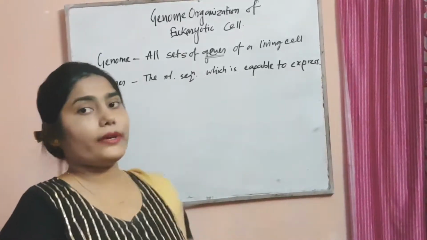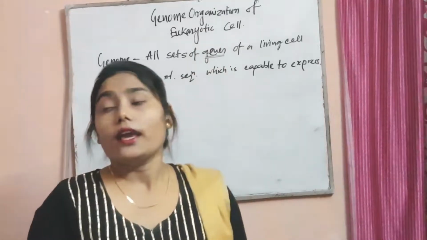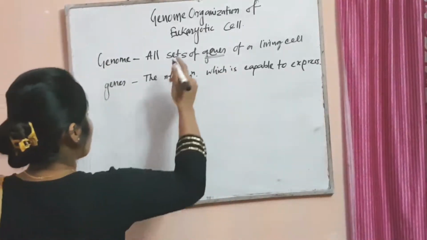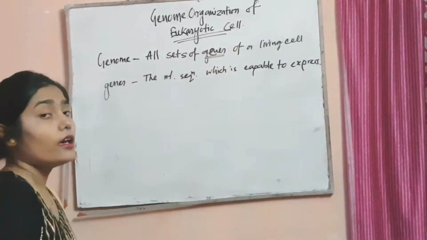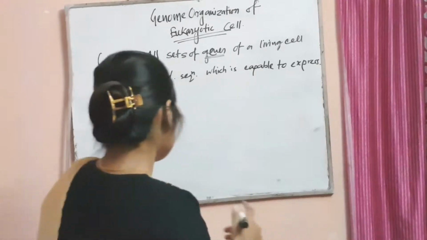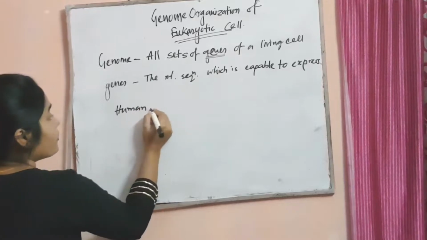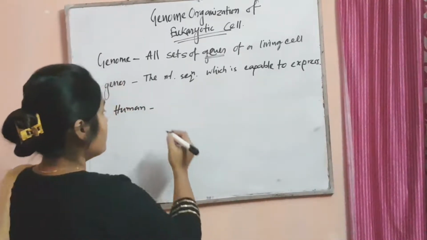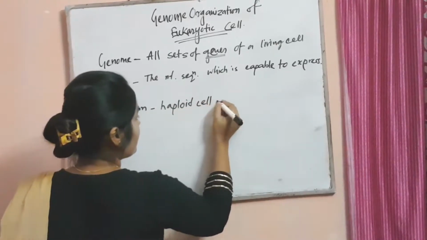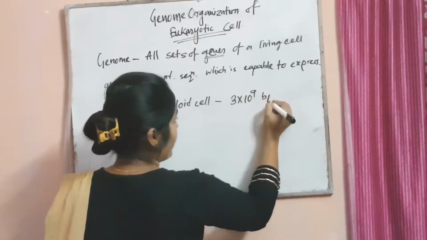And today's topic is genome organization of the eukaryotic cell. Here we take the human cell. Okay, so the eukaryotic cell, where it is the human cell, and the genome size of human, if we take a haploid cell, would be 3 into 10 to the power 9 base pair.